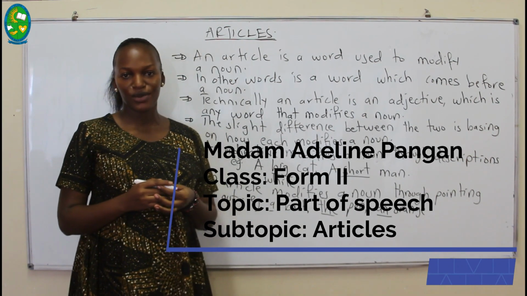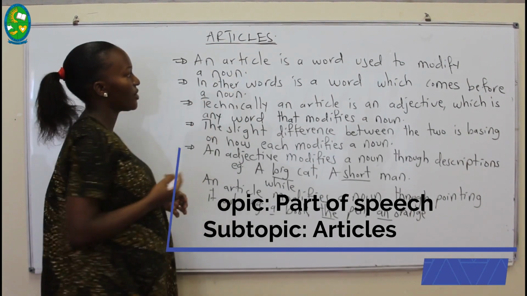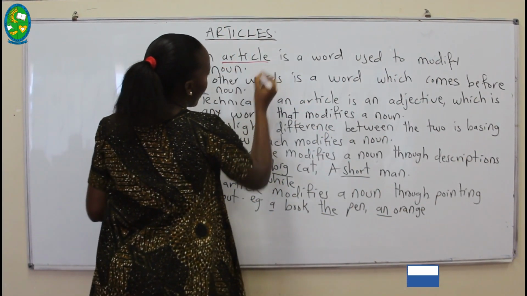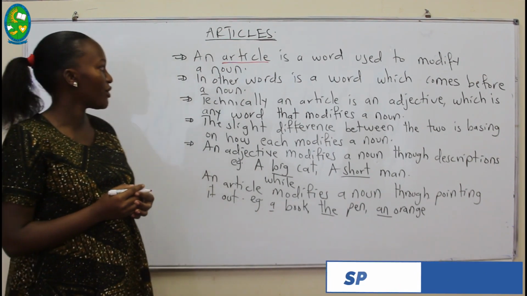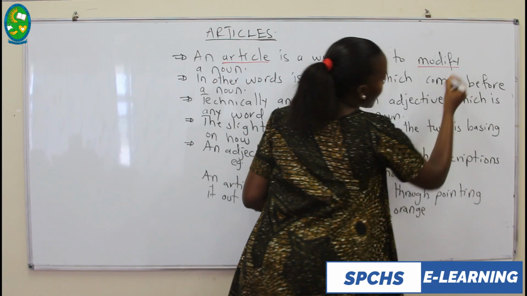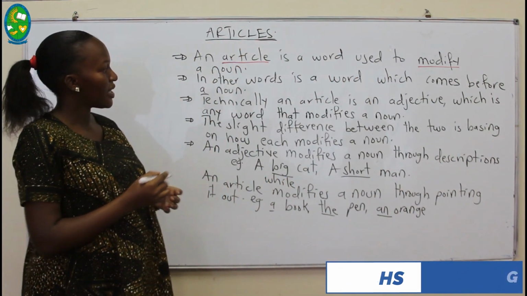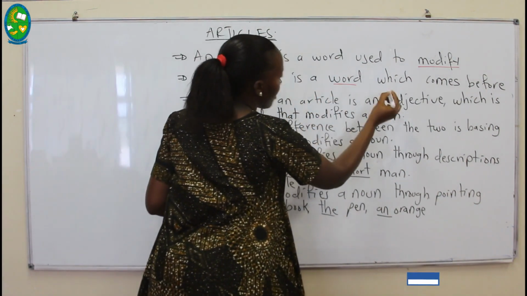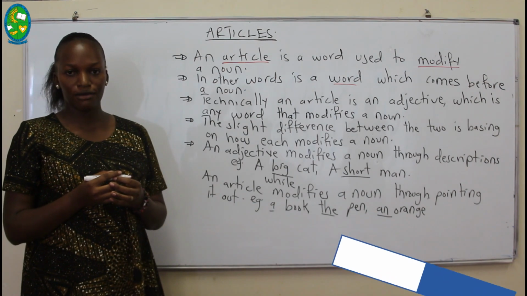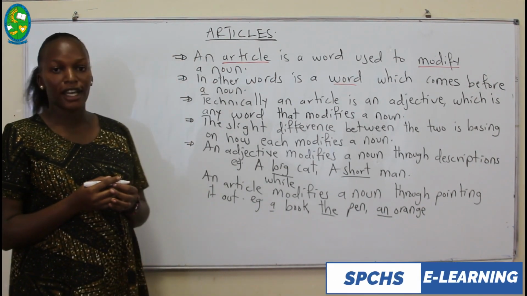Peter Claver High School. And today we will be discussing articles, as you can see on the board. To begin with, the definition of an article is a word used to modify a noun. And when I talk about modify, it means to talk more about a noun. In other words, it is a word which comes before a noun. So technically, an article is an adjective, of which any adjective is a word which modifies a noun.